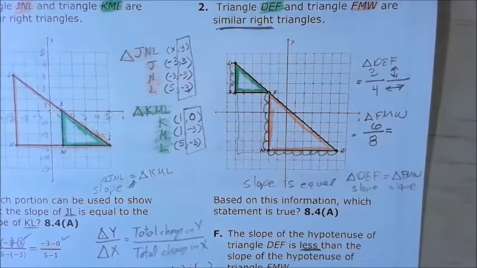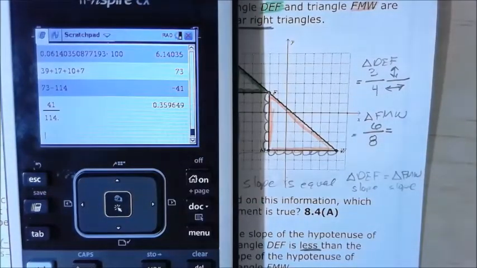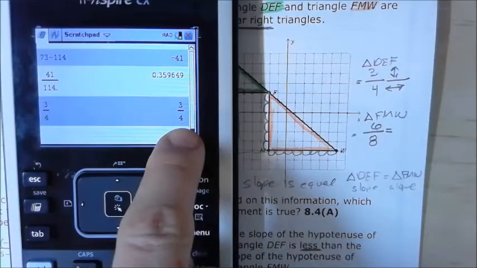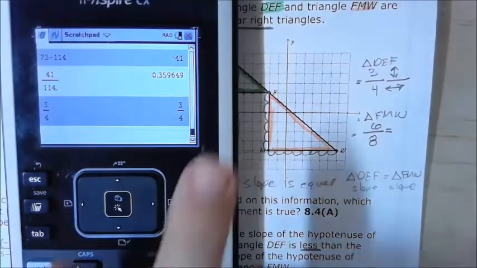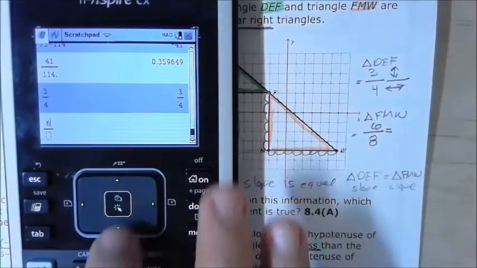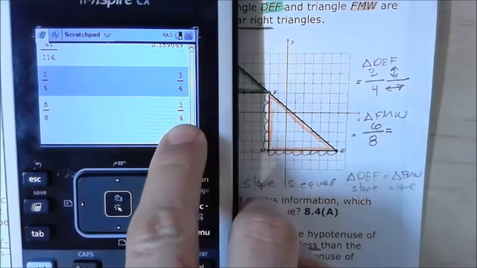But what you have to remember is when we're dealing with slope, we always have to simplify our fractions. So we can check to see if they're simplified. We can put 3 over 4 for our first one, hit enter. Notice it stays the same. It is simplified to the utmost. Now let's try our 6 over 8. We put 6 over 8, hit enter. Look, it gives us 3/4.